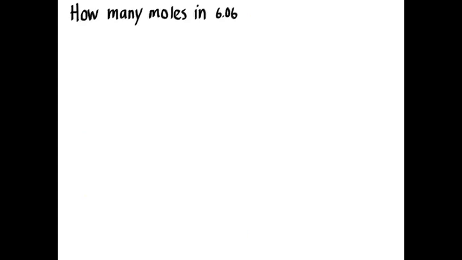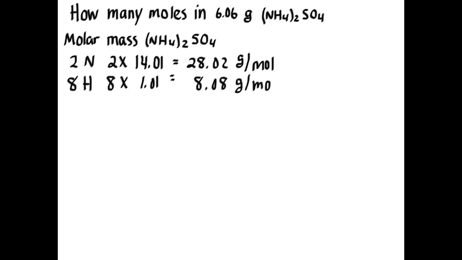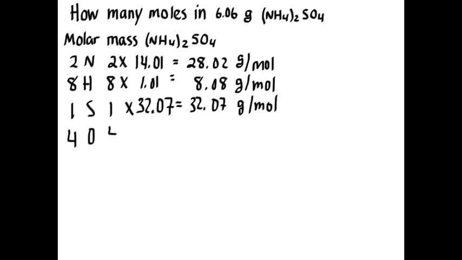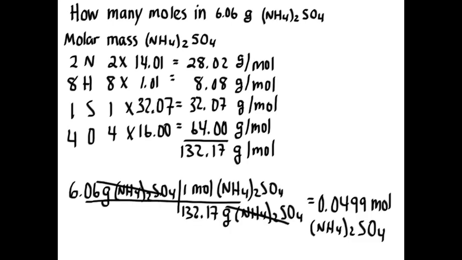So let's do another one. How many moles are in 6.06 grams of ammonium sulfate? Well, we have to figure out the molar mass of ammonium sulfate. I'll just let you read what's going on there. We did this in the last section. The mass of the nitrogens, the mass of the hydrogens, remembering that the subscript 2 means there are 2 ammonium ions, the mass of 1 sulfur, the mass of 4 oxygens. Add them all together, and you have the molar mass of ammonium sulfate.